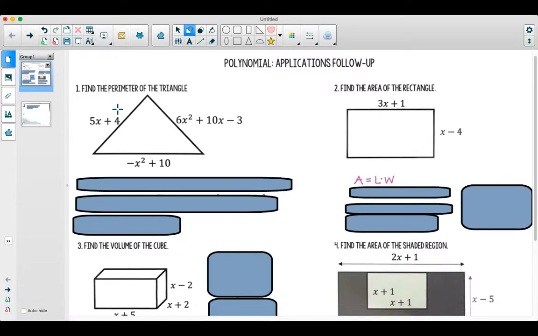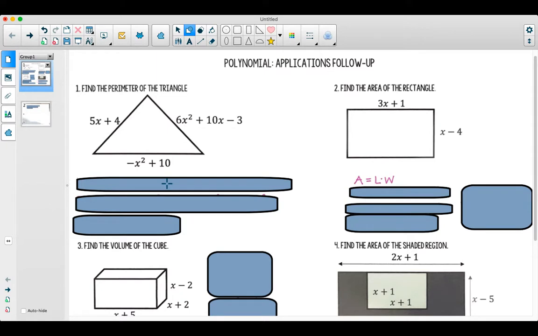Hi everyone. I had a few questions about the different perimeter and area and volume problems, so I wanted to make a quick little video to go over one of each before you take this quiz. So the first one we're going to look at is find the perimeter of the triangle, and we're given its sides: 5x plus 4, negative x squared plus 10, and 6x squared plus 10x minus 3.